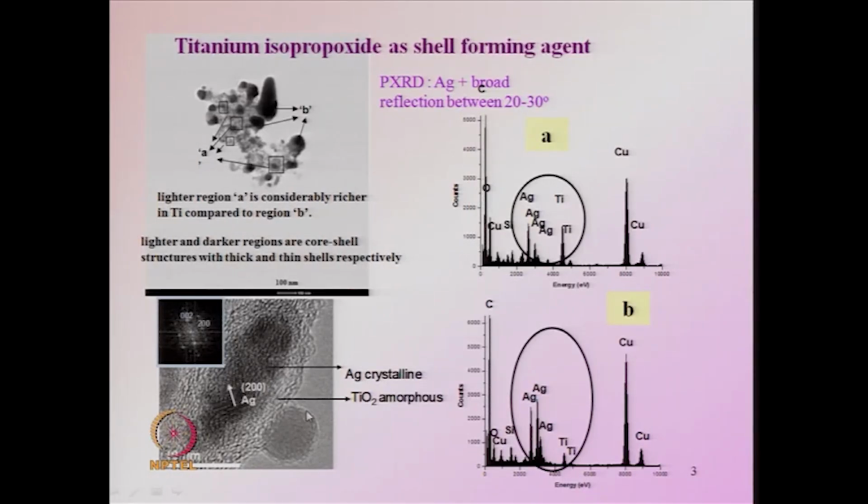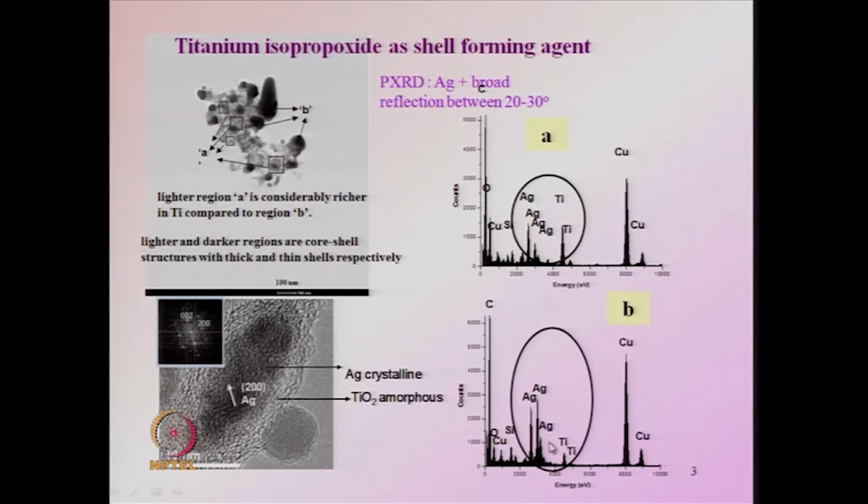Similarly, here if you look at the core, that is you pass the electron beam through the core, you can get a region where there is predominantly silver. So, here you see silver is there, of course, you also see titanium. However, here you see there is more silver than titanium. So, the silver peaks are enhanced. This is coming from the core region, and this EDAX spectrum is from the shell region.